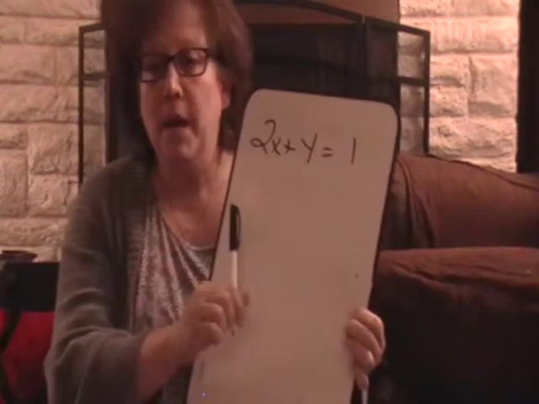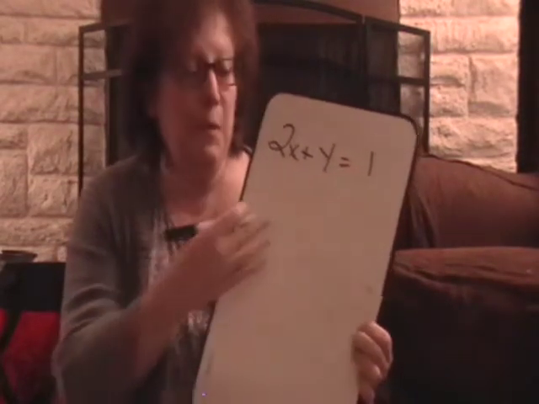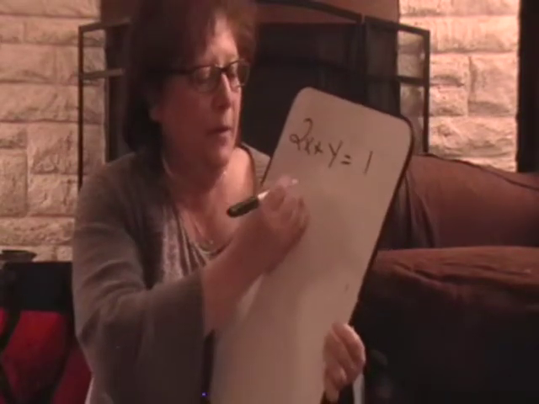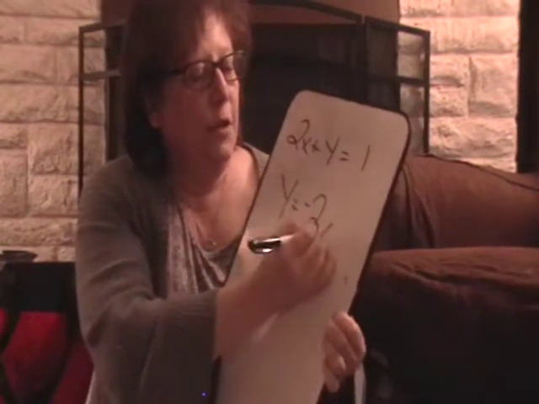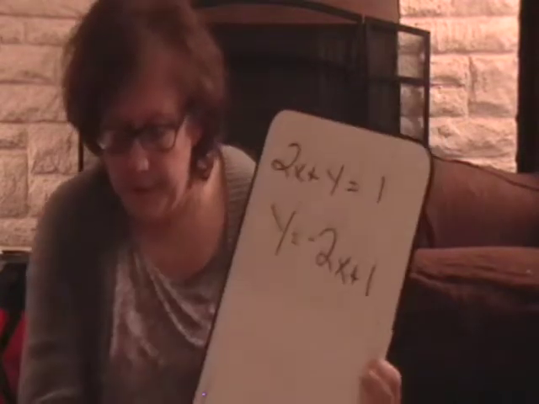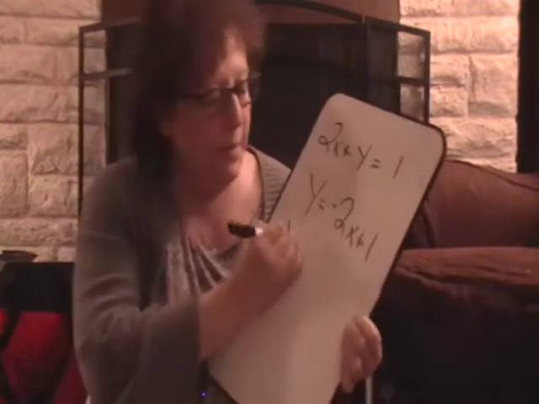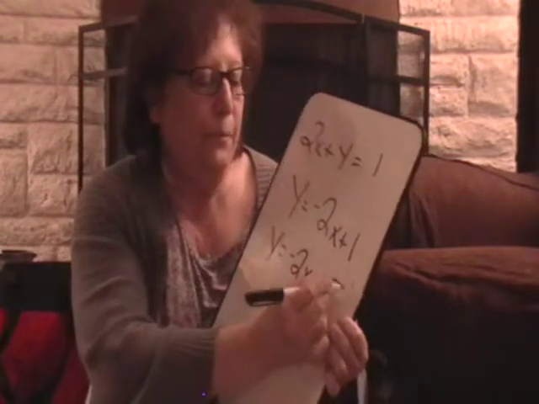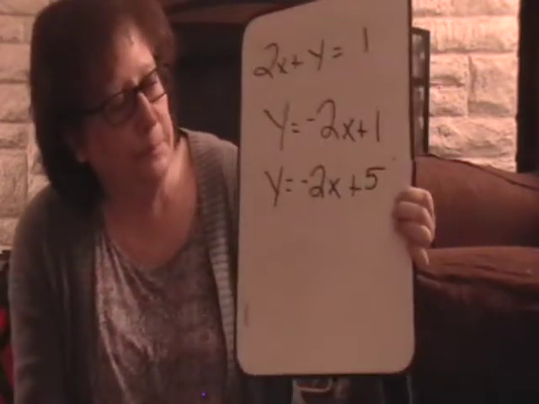How do we get it to y equals mx plus b form? Well, we have to move some things around. So once we move this around, we end up with y equals negative 2x plus 1. And the second equation is going to be y equals negative 2x plus 5. I put them in opposite order there.